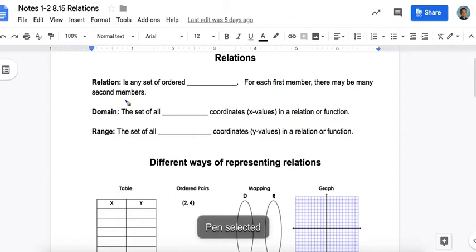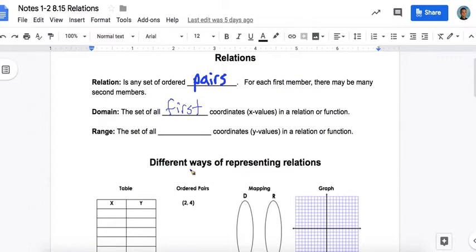So a relation is any set of ordered pairs. For each first member, there may be many second members. So the domain, another word we have here, is the set of all first coordinates, or in other words, whatever the x values are in a relation or function. And we're going to talk about function more in our next unit.